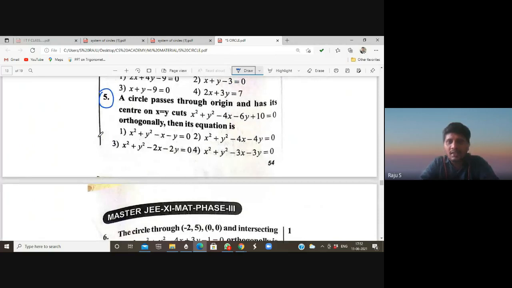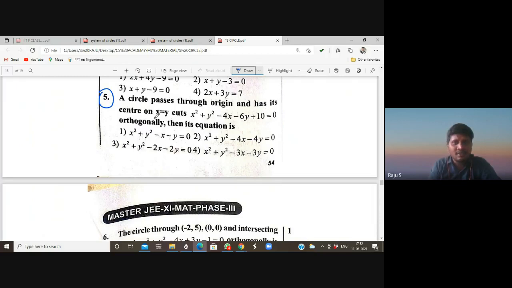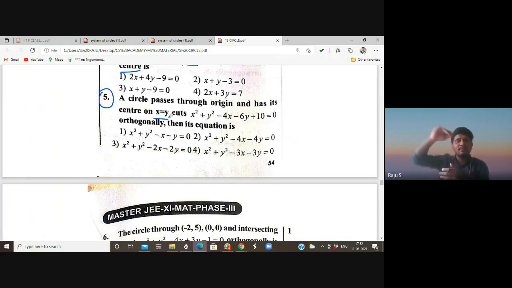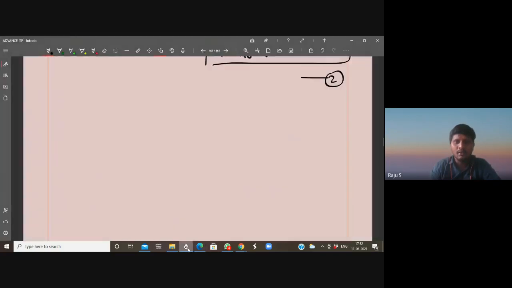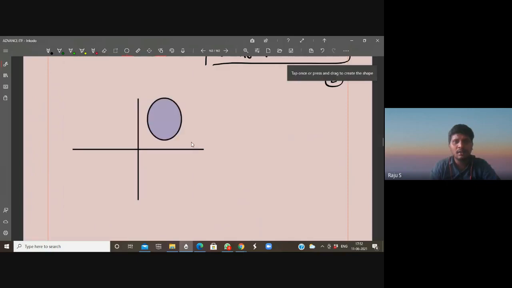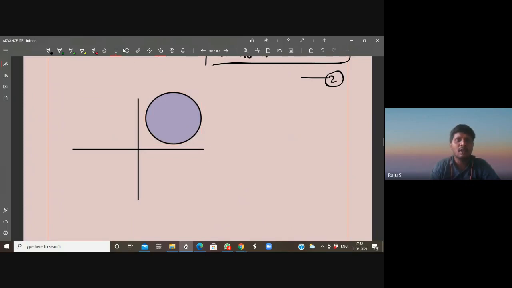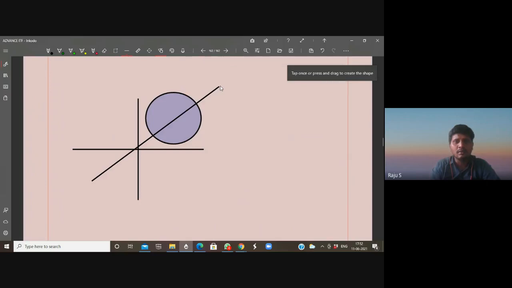Okay, fifth question: the circle passes through the origin and has its center lying on x is equal to y, and is orthogonal with x square plus y square equal to k. Here we need to find the circle equation. The center of the circle should lie on the line y is equal to x. This is the line y is equal to x.